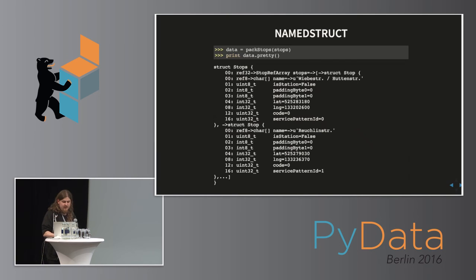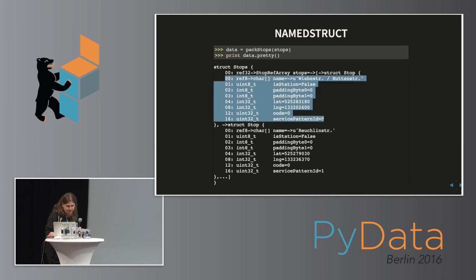So one little thing that I can do with this now is I can print out once this pack stops. The pack stops function gives me one of these named struct objects. If I give the data out there, it tells me basically what values and what types it has. So the pretty function gives me an idea to look at these things. I see right at the top there's a list of stops, a list of references, and then every single stop is a struct that starts there. Sorry, I didn't do the indentation properly.